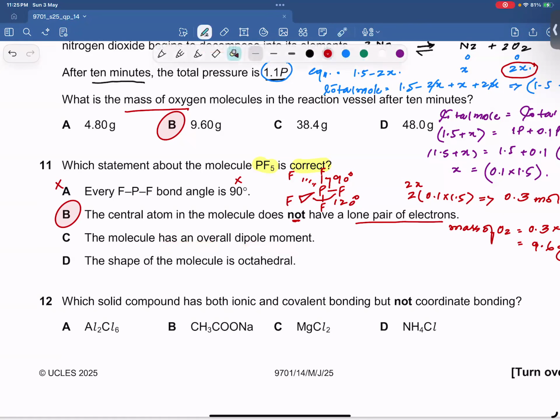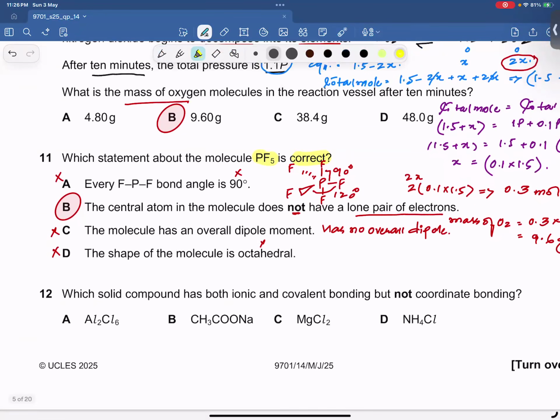That's not possible because ये डायपोल एक दूसरे को कैंसिल आउट कर देंगे, जबकि इस प्लेनर ज्योमेट्री की वजह से ये डायपोल मोमेंट भी एक दूसरे को नलिफाई कर देंगे. सो PF5 मॉलिक्यूल हैज नो ओवरऑल डायपोल. The shape of the molecule is octahedral, no, trigonal bipyramidal. So it's again incorrect. Question number 12.